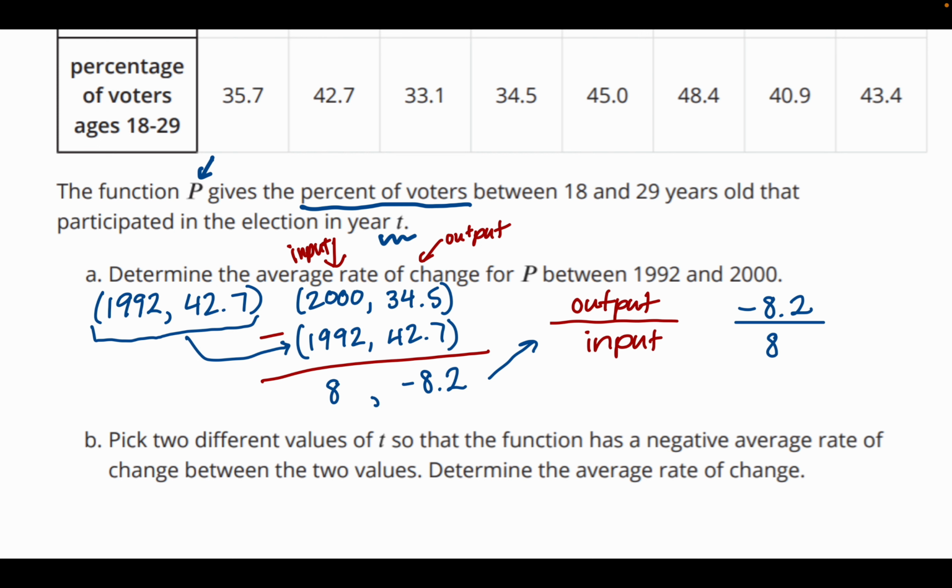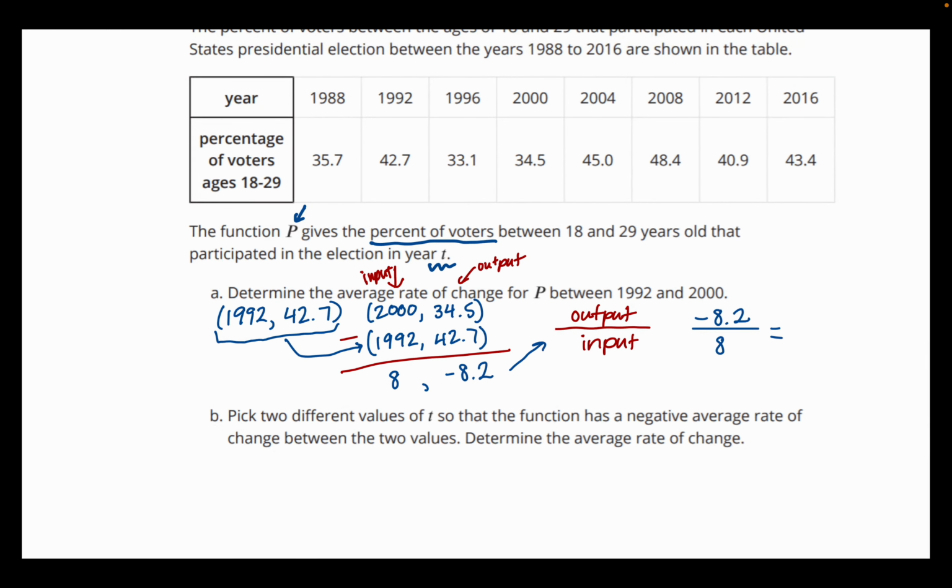And that is the same as negative 41 over 40, or I'm just going to write it as a negative 1.025. And that is our average rate of change. It's decreasing, or it's negative.